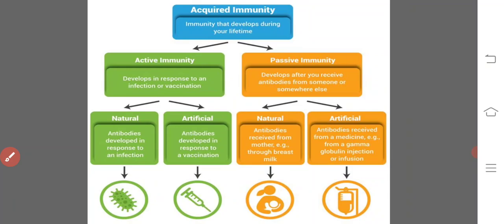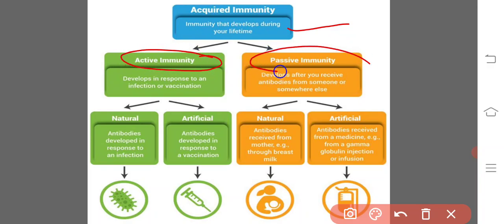So finally, acquired immunity is the immunity that develops during the lifetime of the individual, classified into active immunity and passive immunity. In the active immunity, it develops in response to an infection or vaccination, whereas the passive immunity develops after you receive antibodies from someone or somewhere else.